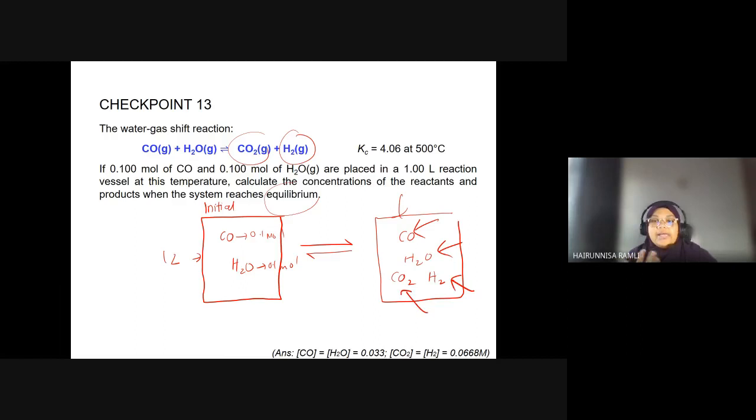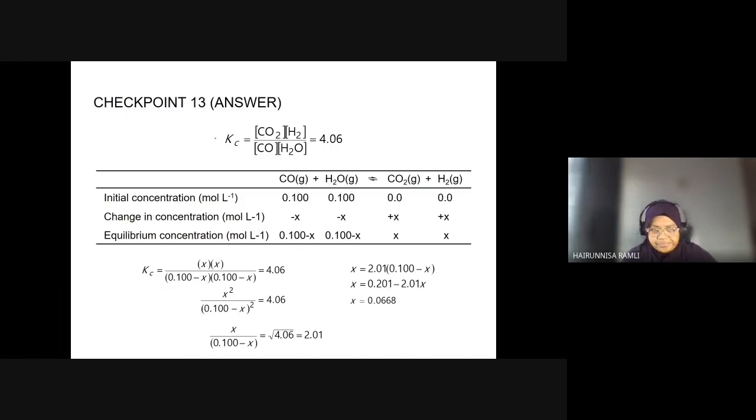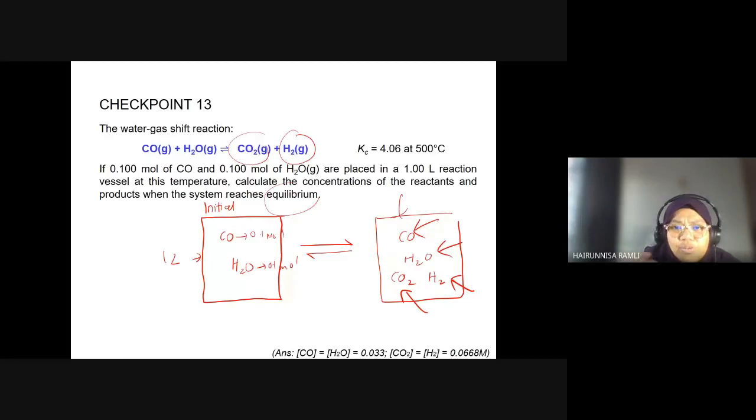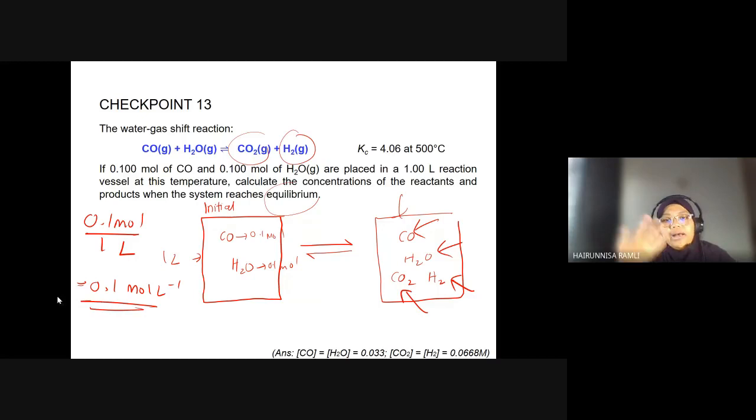Okay, this is a KC expression, product over reactant. Again, as usual, just put as ICE pun tak apa. So you have to calculate 0.1. Ni kebetulan dia 0.1 mole over 1 liter. That's why it's equals to 0.1 mole per liter. Lepas tu sama pula kan. Okay, that's why dia 0.1.